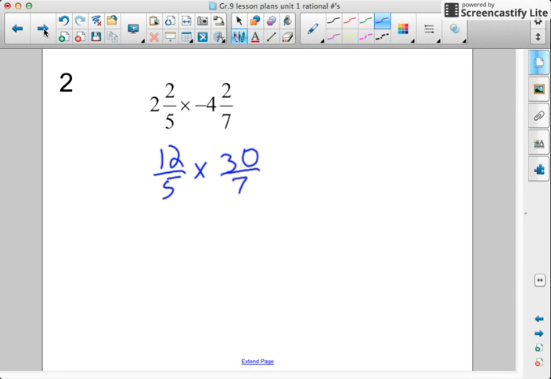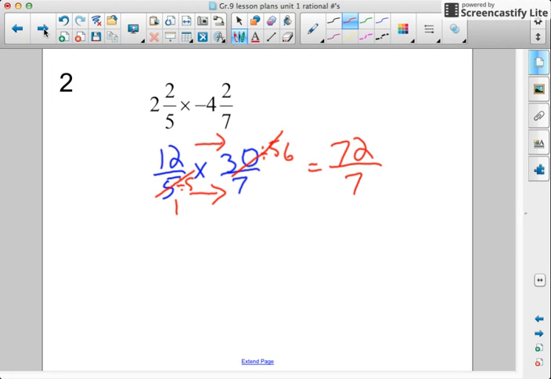Okay, now we're going to see if we can cancel anything. Well, we can because 5 goes into 5 and 5 goes into 30. So let's divide the bottom and the top by 5. So this cancels, it'll give me 1. This cancels to give me 6. So I can multiply straight across now. My top will be 12 times 6, which is 72, over 1 times 7, which is 7.